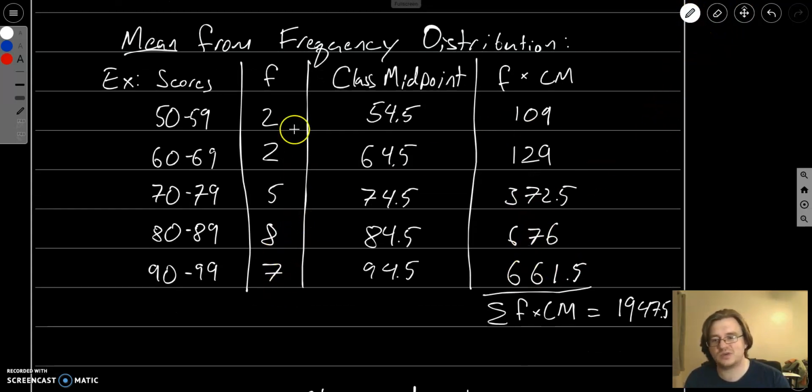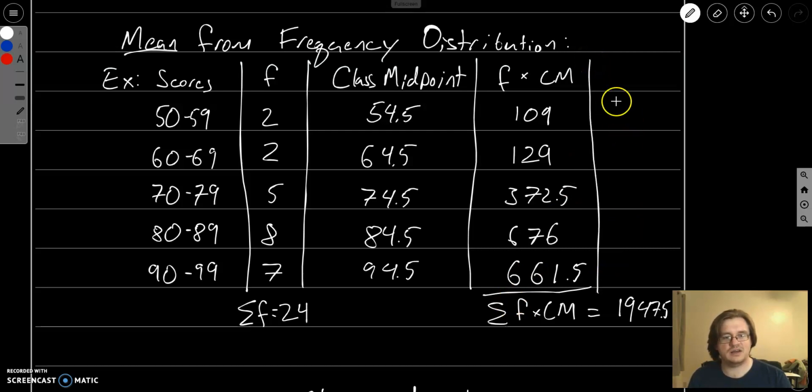And how many tests were there? Well, that's just the sum of all the frequencies. So there were 24 tests altogether. So the final result, the average here, is going to be 1,947.5, the sum of all the test scores, divided by 24, which is 81.15. Note that I round to one more digit than is here.